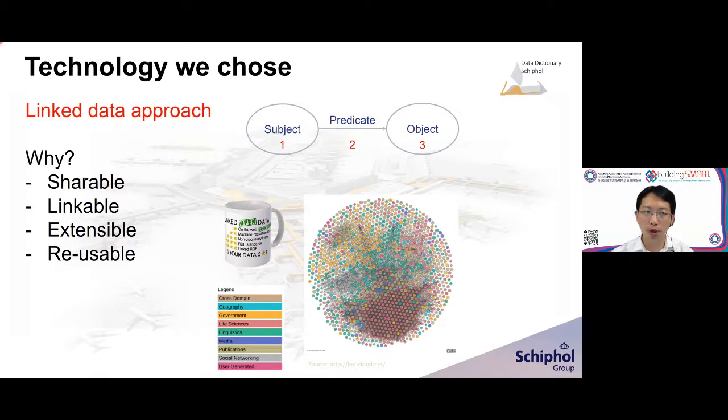Why do they use this? Because with linked data, it can be more shareable, linkable, extensible, and reusable. Meaning that, for example, for an airport, I have this linked data model. And then if I apply this to a building, some part can be reused, some part may not be relevant. Then I can just extract the relevant part for the building, and then further extend based on that as the skeleton. So this is what we can achieve based on the linked data approach.